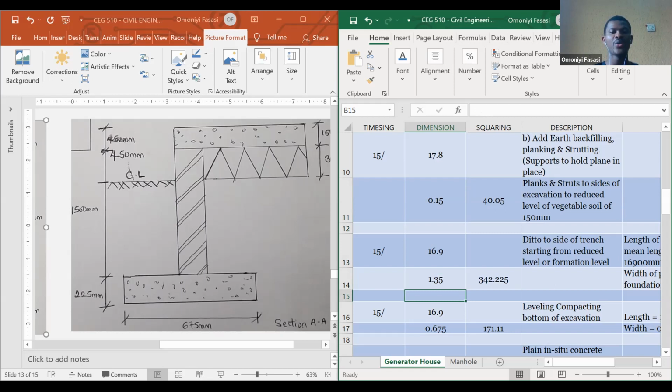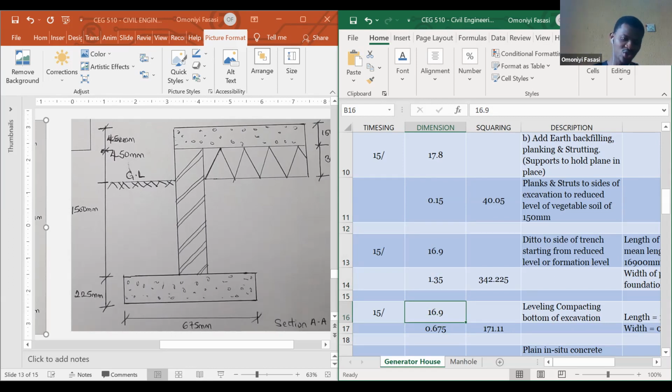So I already explained how we're able to get the planking for the trench. The next is now you do your leveling and compaction for the bottom of your excavation. The leveling is going to be within the perimeter of the trench, because that is where you're actually working. So that's the only place you'll be doing your leveling and compaction.